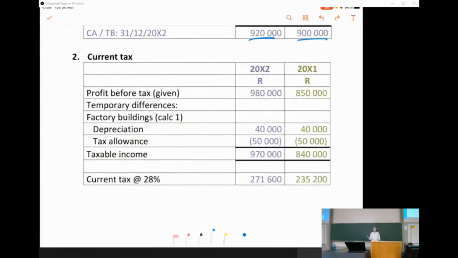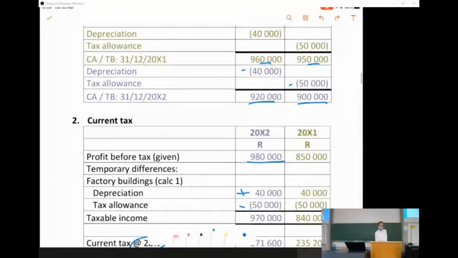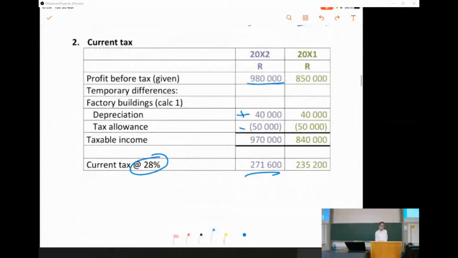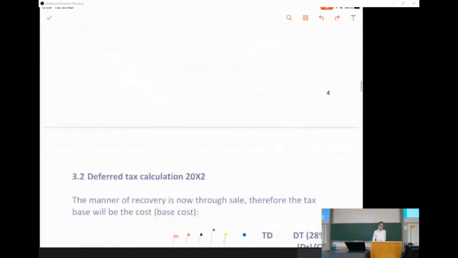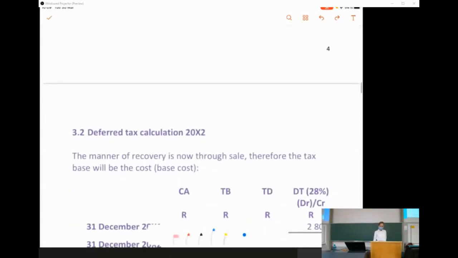So in our current tax calc, obviously land is not going to affect our current tax calc. For year 2, they gave us our profit before tax. Add back the depreciation, deduct the tax allowance, and we get our taxable income multiplied by 28%. That will be my income tax expense for current tax, the current year. Okay, so I'm going to do a journal for my depreciation. I'm going to have to do a journal for my current tax. And now we get to our deferred tax.